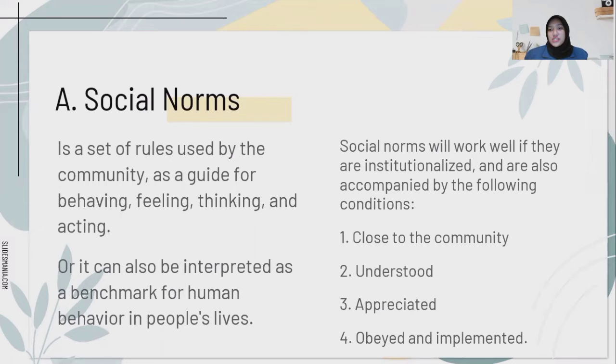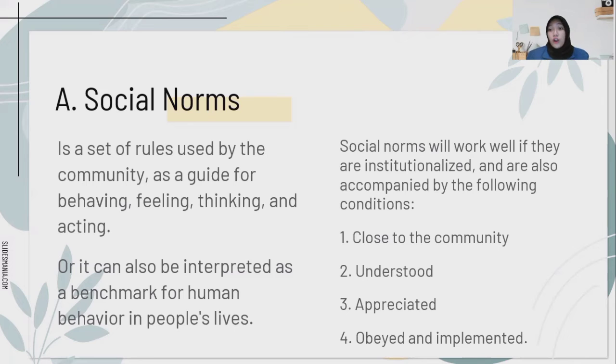Let's go back to social norms. Social norms are a set of rules used by the community as a guide for behaving, feeling, thinking, and acting. Or they can also be interpreted as a benchmark for human behavior in people's lives.